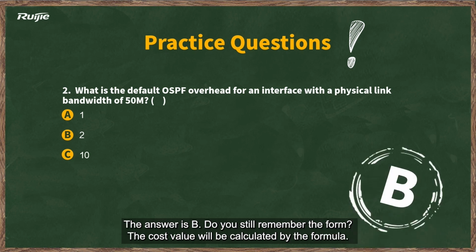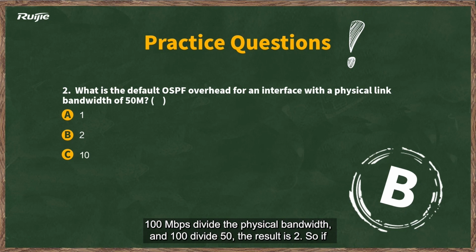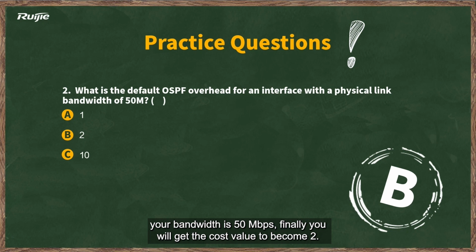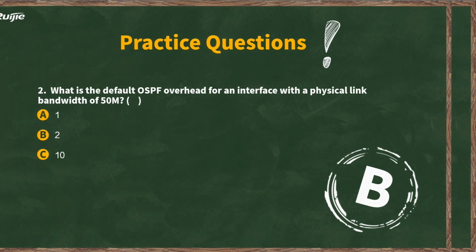Do you still remember the formula? The cost value will be calculated by the formula 100 Mbps divided by the physical bandwidth. And 100 divided by 50, the result is 2. So if your bandwidth is 50 Mbps, finally you will get the cost value of 2.